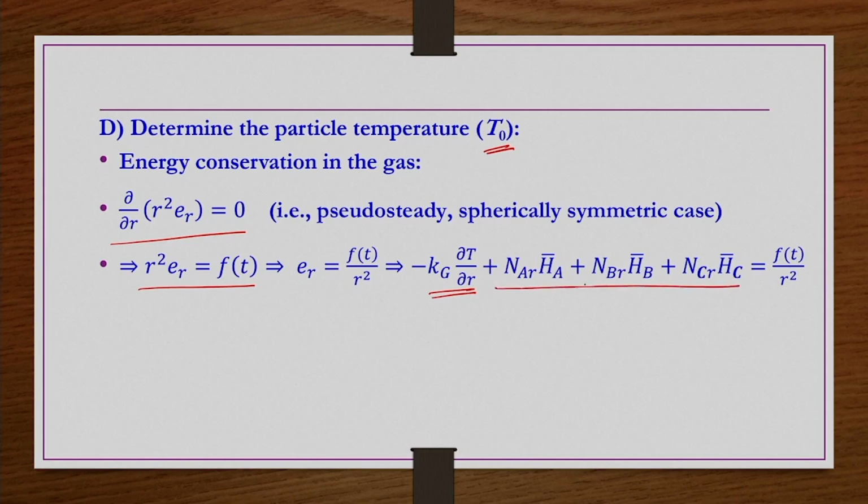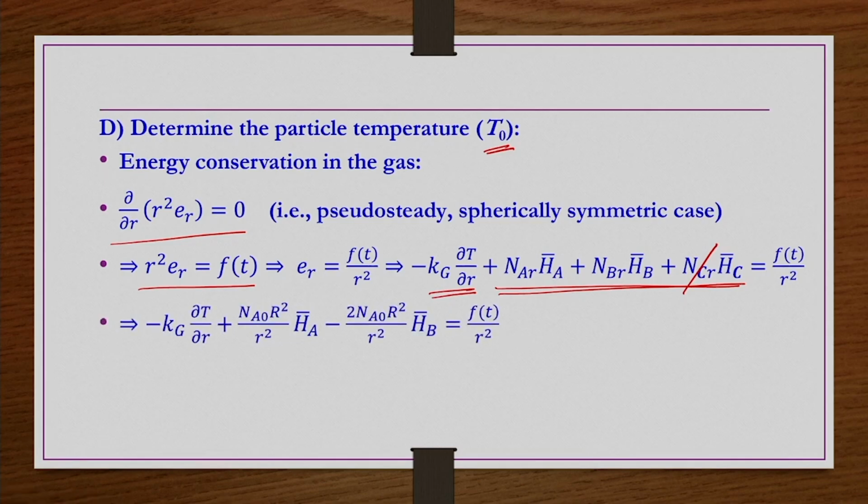the mass transfer part equals Ft by R square. So, here NCR is anyway 0, NAR is nothing but Na naught capital R square by small r square, HA bar as it is, NBR is nothing but minus 2 NAR. So, minus 2 NAR is again Na naught capital R square by small r square, HB bar equals Ft by R square.